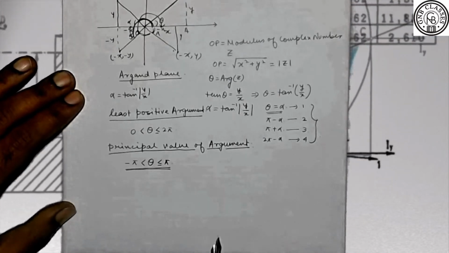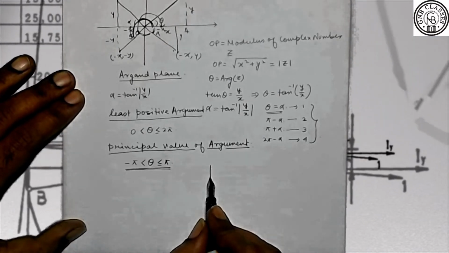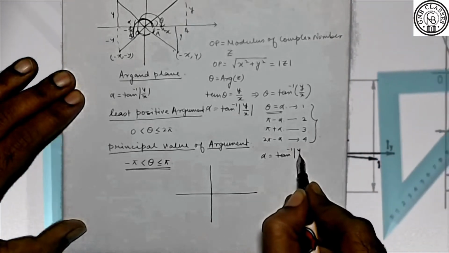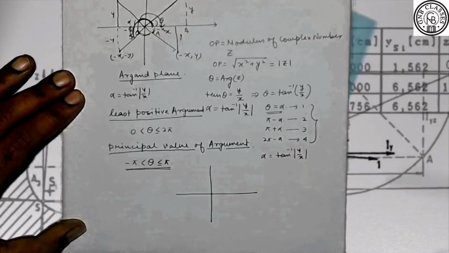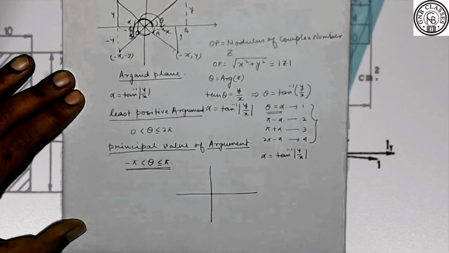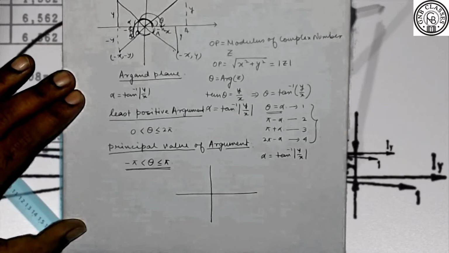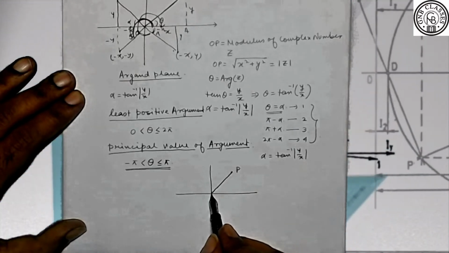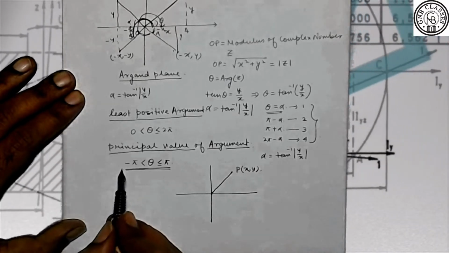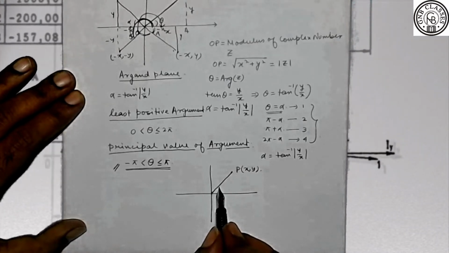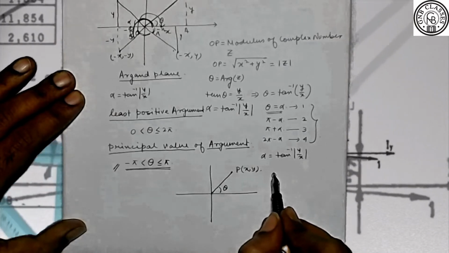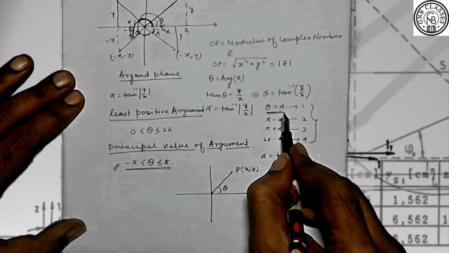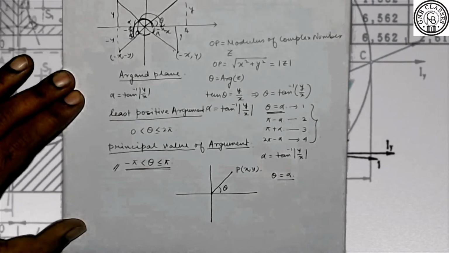Now let us see how it differs from the least positive argument. Again, in this case, we will consider alpha as tan inverse mod y by x. That is, we are not considering the sign of y and x. We are always taking x and y to be positive. Now, when the point is in the first quadrant, we are now talking about principal value of argument. So, here your theta will be directly equal to alpha. It is the same as with the least positive argument, which is theta equals alpha.